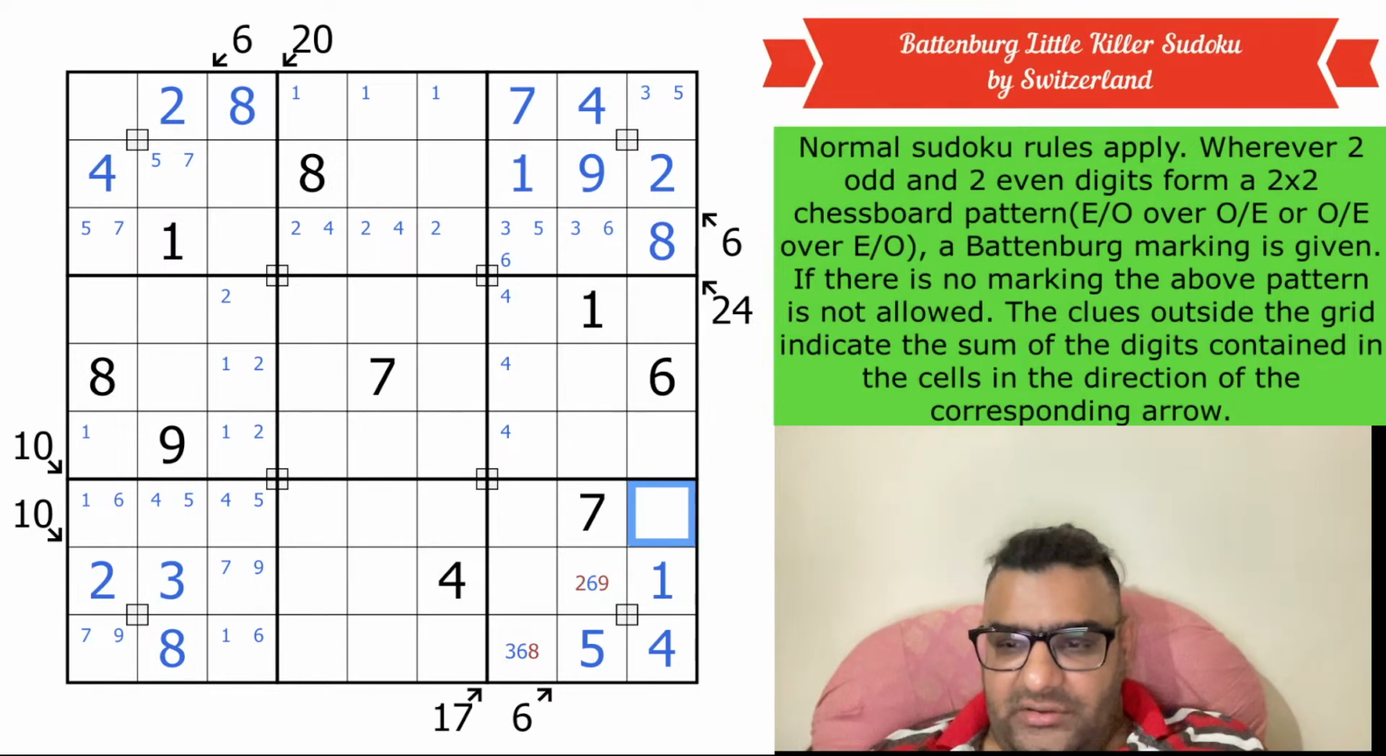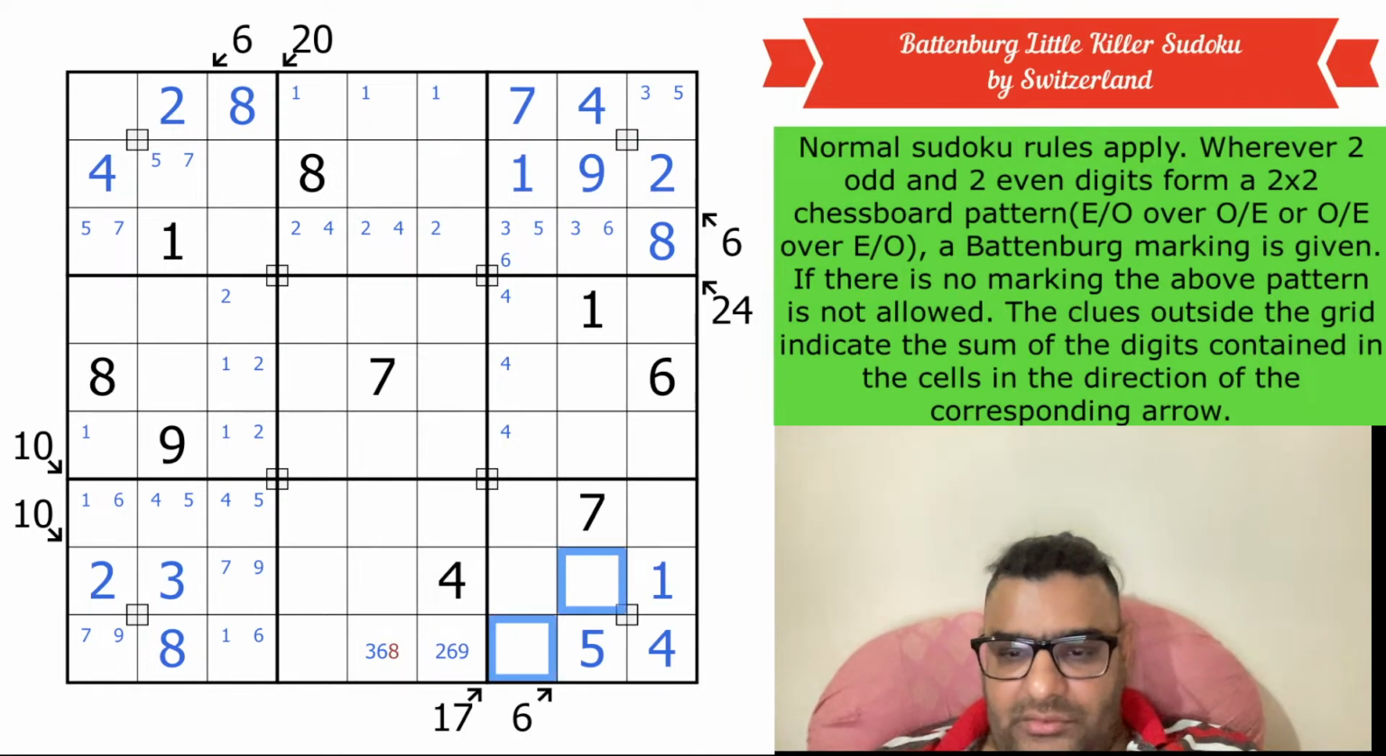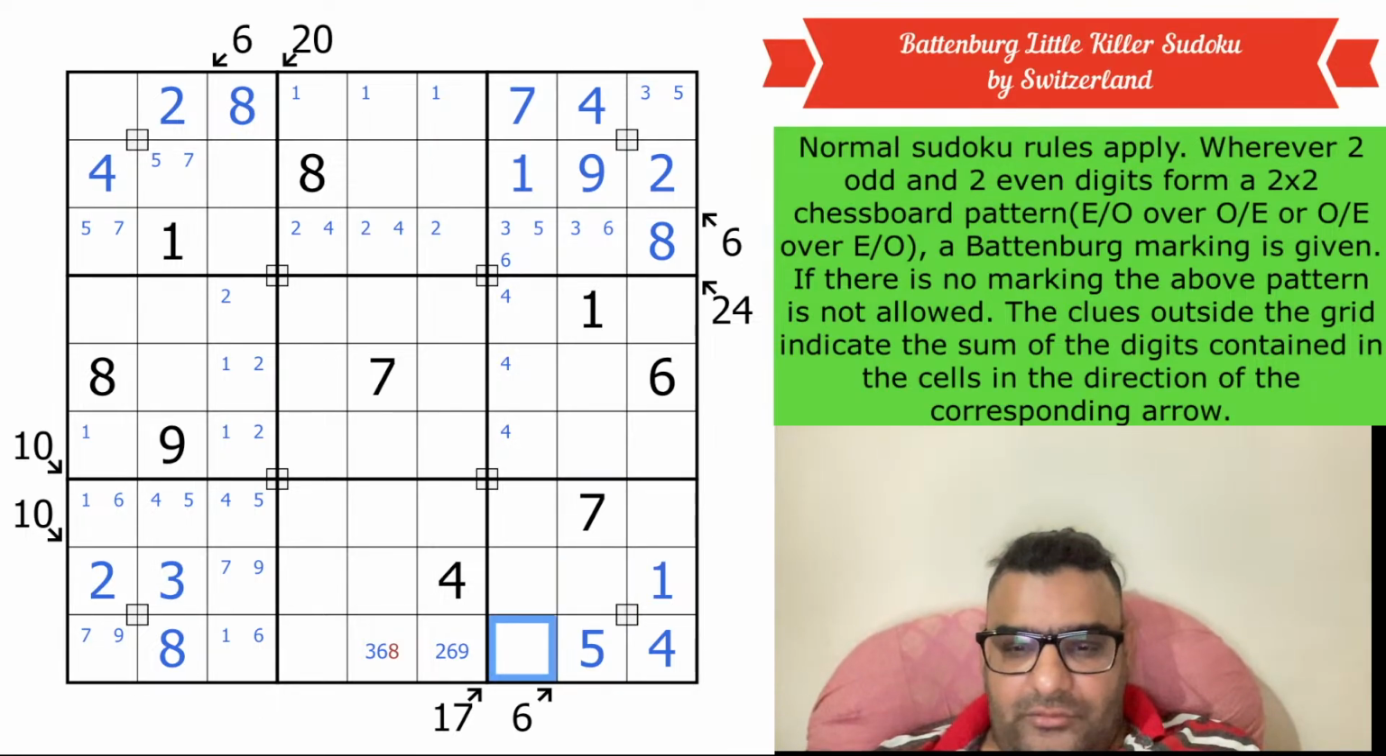Okay, for this 17, I am going to write 3, 6, and 8 combinations, 2, 6, and 9. Now I will try to put these things here. I cannot put an 8 here. Can I put a 6 here and 3 here? Yes, I can put a 6 here. What if 9 and 2? 2, 6, and 9. What about 2, 6, 9? I cannot put 2 there, 6 there.